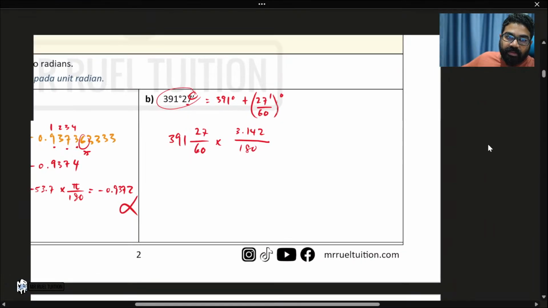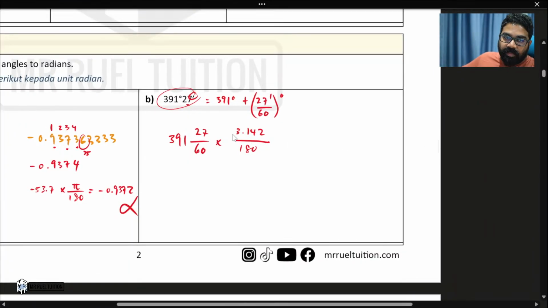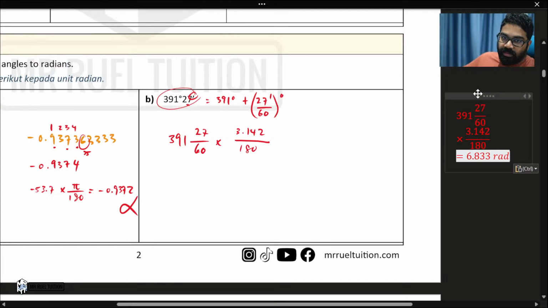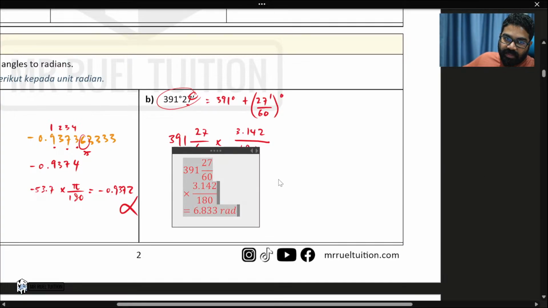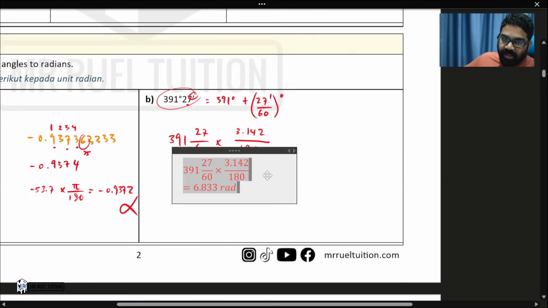Of course, if you're just using a calculator, tak payah lah. You don't have to do this. This one is for working lah. It's for working. Tapi jarang you have to give this working lah. Very rare. But anyway, in case you need it, inilah cara dia. This is how you do it.